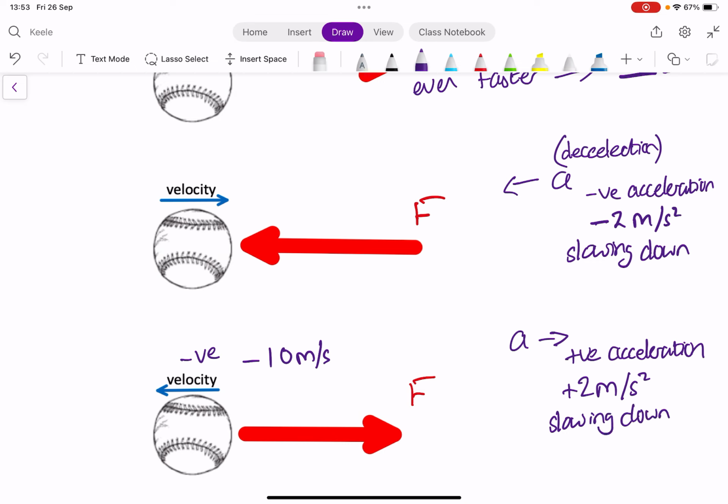So this is where we have to be really careful. The idea of positive and negative acceleration, you've got to consider, well, what was it doing to start with? Positive acceleration or negative acceleration doesn't necessarily mean it's going to speed up or slow down. Is the acceleration in the same way as the velocity, or is it working against it? That's what decides whether it speeds up or slows down.